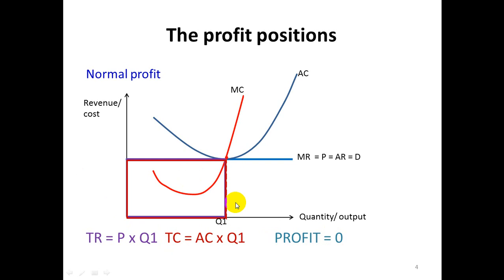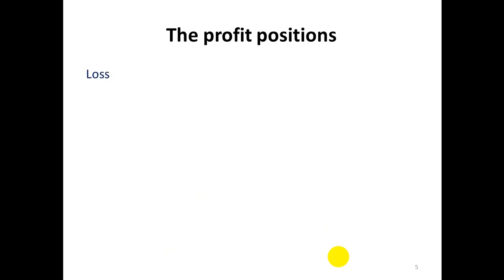So therefore your profit is zero because your total revenue and your total cost are exactly the same box. So you're making normal profits, and we'll have a look exactly what normal profits are. You might be making zero, but you're still making normal profits, and we'll have a look at why that is before the end of this video.